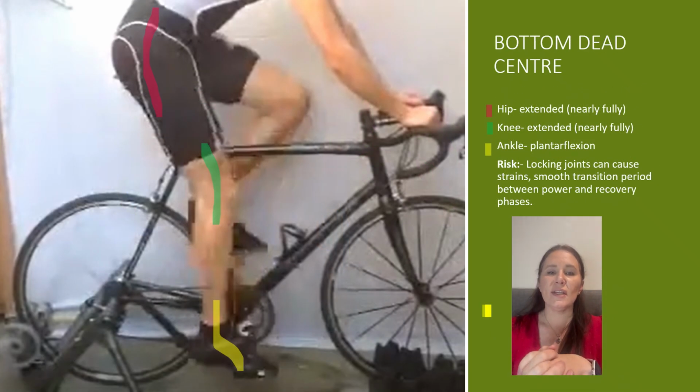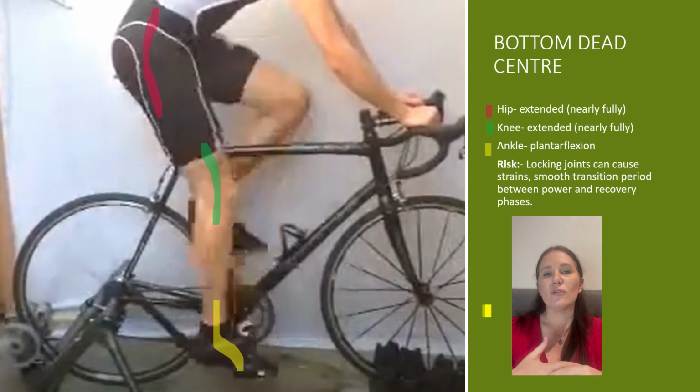So the next phase we move to in the cycle is the bottom dead center. As you can see on your screen, this is when the foot is at the very bottom of the circle, or 6 o'clock if you want to use time. Highlighted in pink, you'll see that the hip is extended, nearly in full extension, however not locked. The knee, again, is nearly fully extended, highlighted in green, and the ankle is in slight plantar flexion with the toes still pointing downwards.